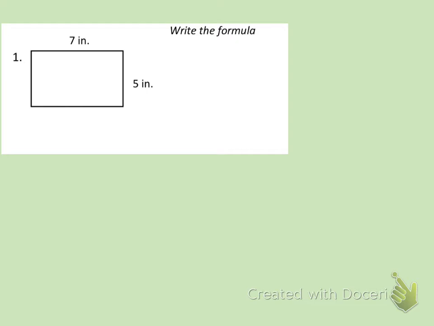So let's get started. There are three steps that we're always going to have. We're going to write the formula, which I just told you was A equals base times height. Okay, that would be step one. Step two, and I need you to write this underneath, we're going to plug in. Okay, so we wrote the formula, we're going to plug in.